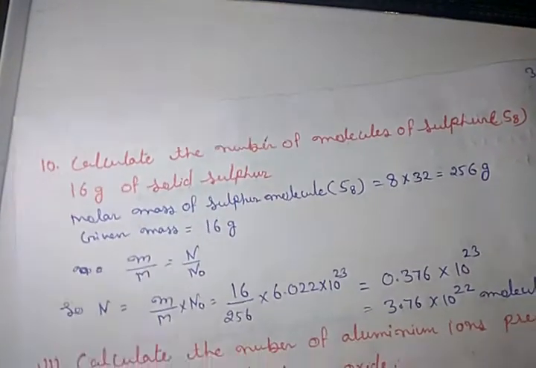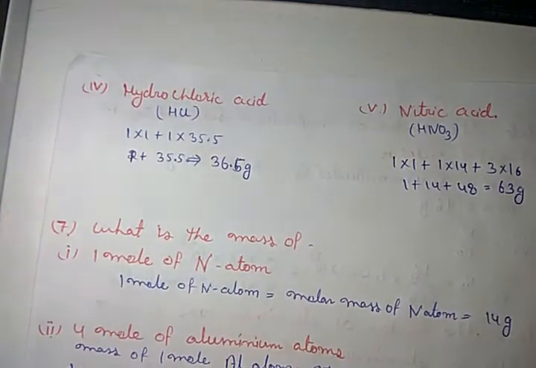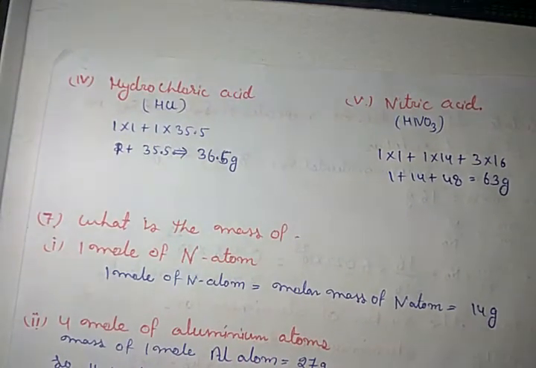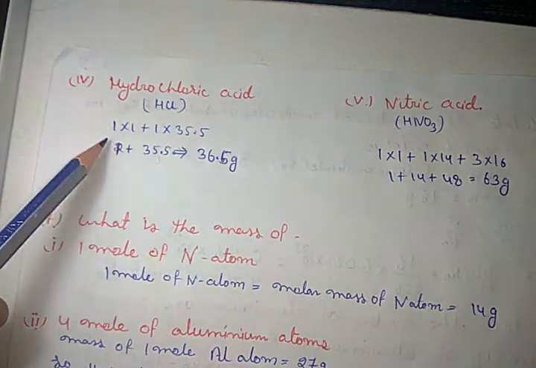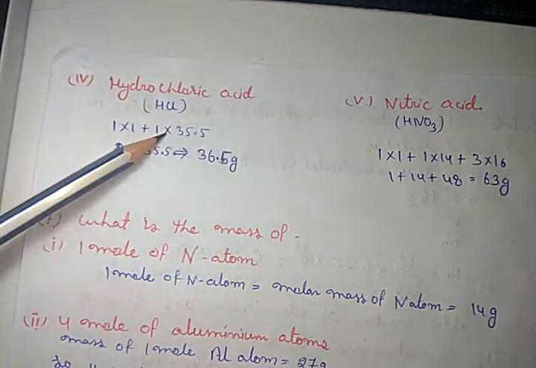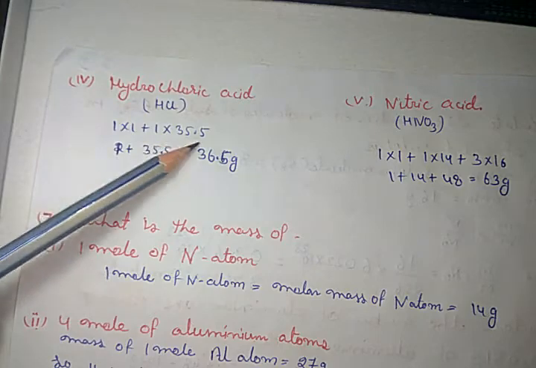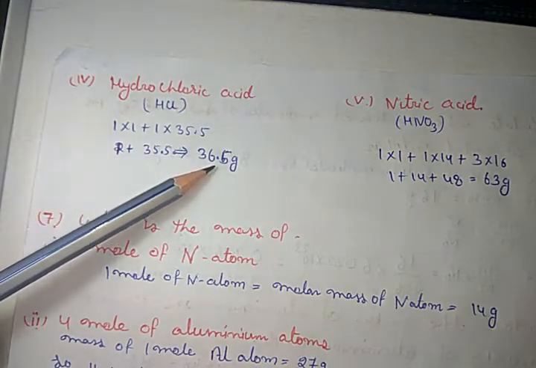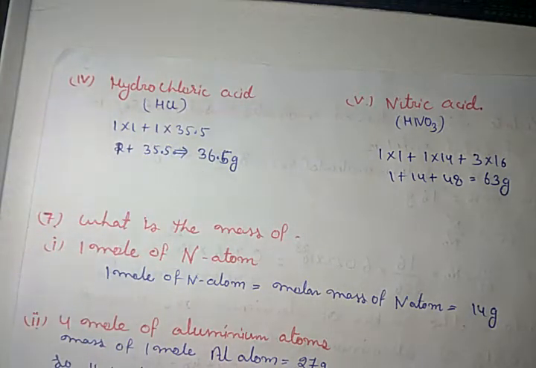Now, the next question is hydrochloric acid. We have to calculate the molar mass of hydrochloric acid. The formula of hydrochloric acid is HCl. So combine the atomic masses. There is one hydrogen, so 1, and chlorine, 35.5 is the atomic mass of 1 chlorine, so add that one. So when we combine, the answer becomes 36.5 gram.